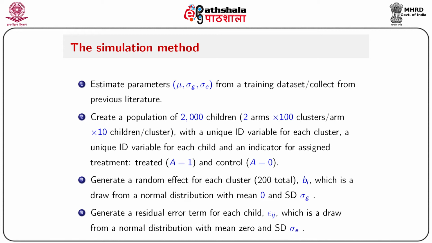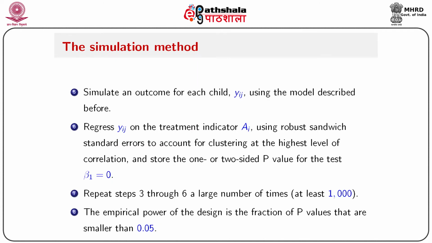Generate a random effect for each cluster, 200 total, Bi, which is a draw from a normal distribution with mean 0 and standard deviation sigma g. Now generate a residual error term for each child, Eij, which is a draw from a normal distribution with mean 0 and standard deviation sigma e. Then simulate an outcome for each child Yij using the model described before.